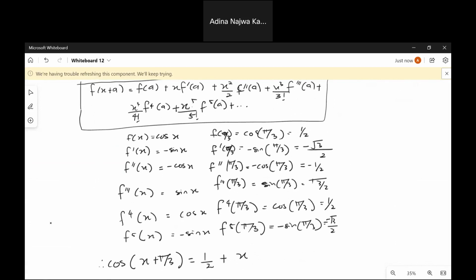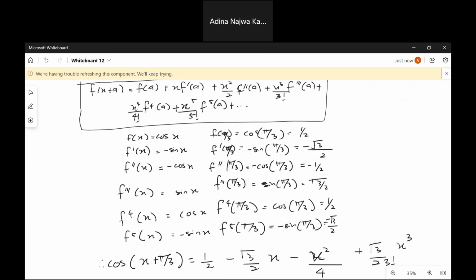Minus, since we have negative. So let me erase first. So negative minus 3 over 2x. Again, and this is also minus, so minus x squared over 4, right? Again, then plus 3 over 2 x cubed. Again, then we have 3 factorial.